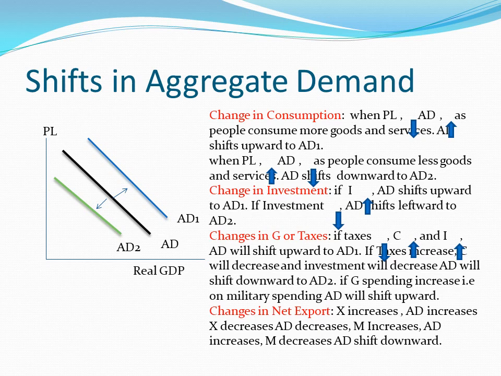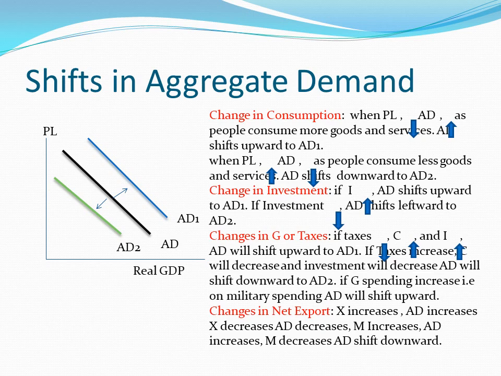When this is a study of the whole economy, you say this is an aggregate demand curve. So when there's a change in consumption, when the price level decreases, aggregate demand increases as people consume more goods and services. So the aggregate demand curve shifts from AD to AD1, or rightward. In the reverse situation, when the price level increases, aggregate demand decreases as people consume less goods and services. So the aggregate demand curve shifts downward from AD to AD2.